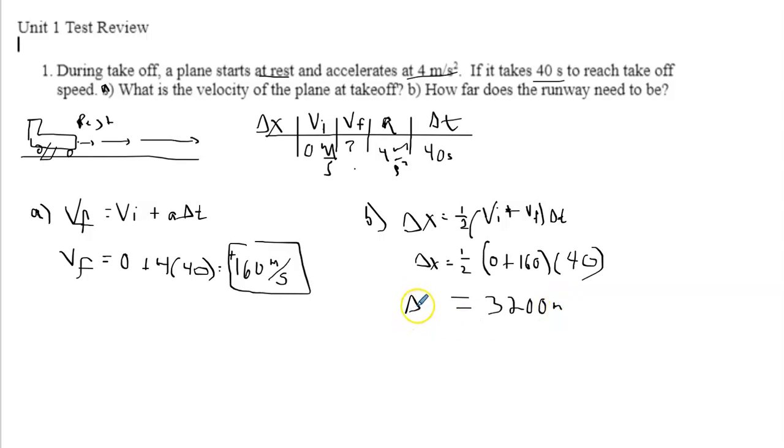So this is a pretty long runway. If you run 1,600 meters as a mile, this is like 2 miles. So I would expect runways to be pretty big. Probably in reality, the acceleration is a little low for what it actually experiences, but for this theoretical problem, that's it. Okay, so that's number 1.